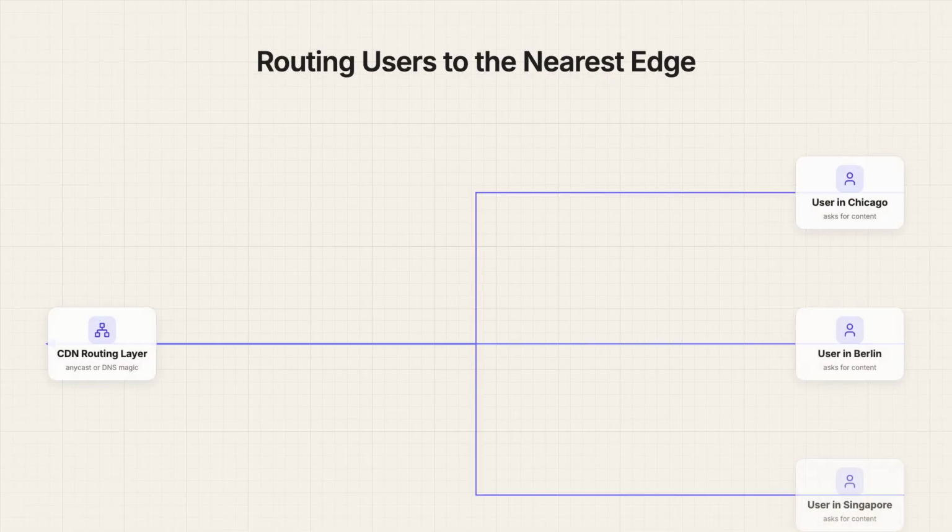CDNs use two main strategies to direct users to the nearest edge. With anycast, many edge nodes share one IP address and the network itself routes packets to the geographically closest node. With DNS-based routing, the CDN's resolver inspects the user's IP and returns the address of the nearest POP. Either way, the user lands on the closest edge automatically.